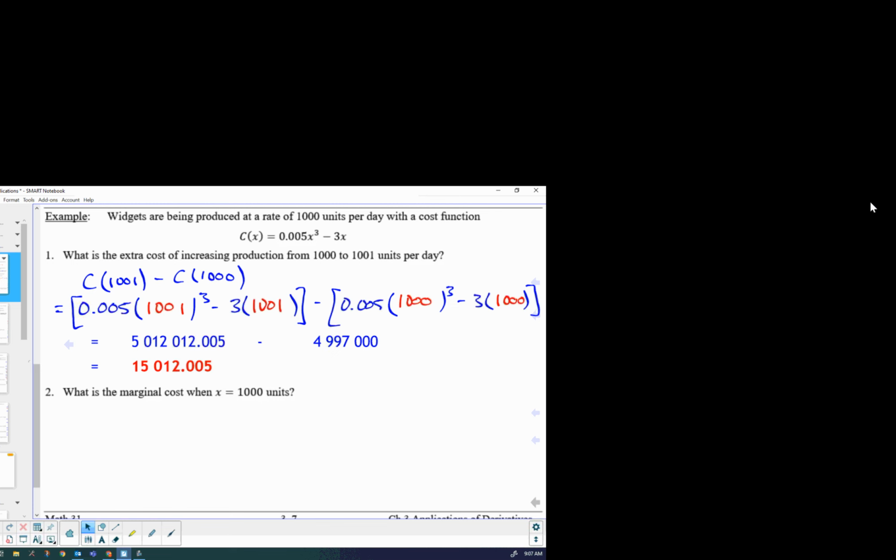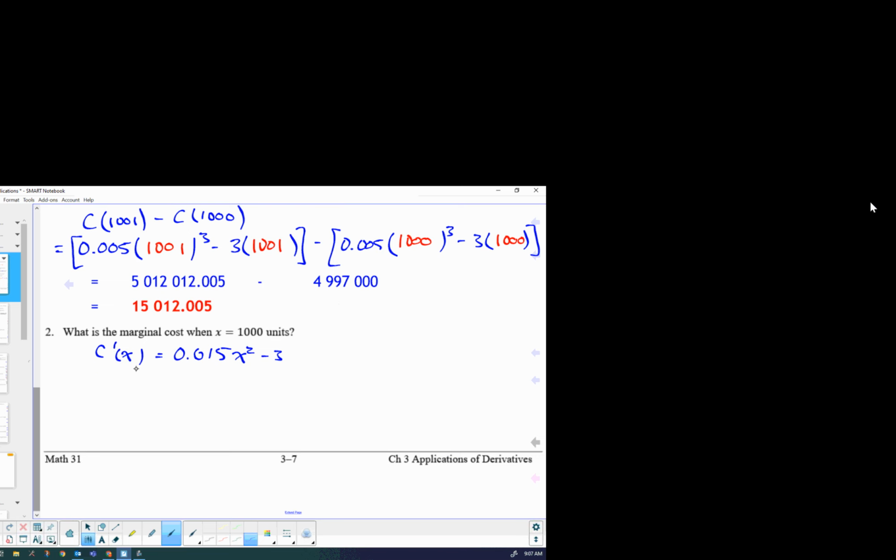So you get about 15,000? All right. For number 2, we want to know the marginal cost when x is 1,000, which means, marginal means take the derivative. So we'll do c prime of x, which will be, and then we'll plug in the 1,000.